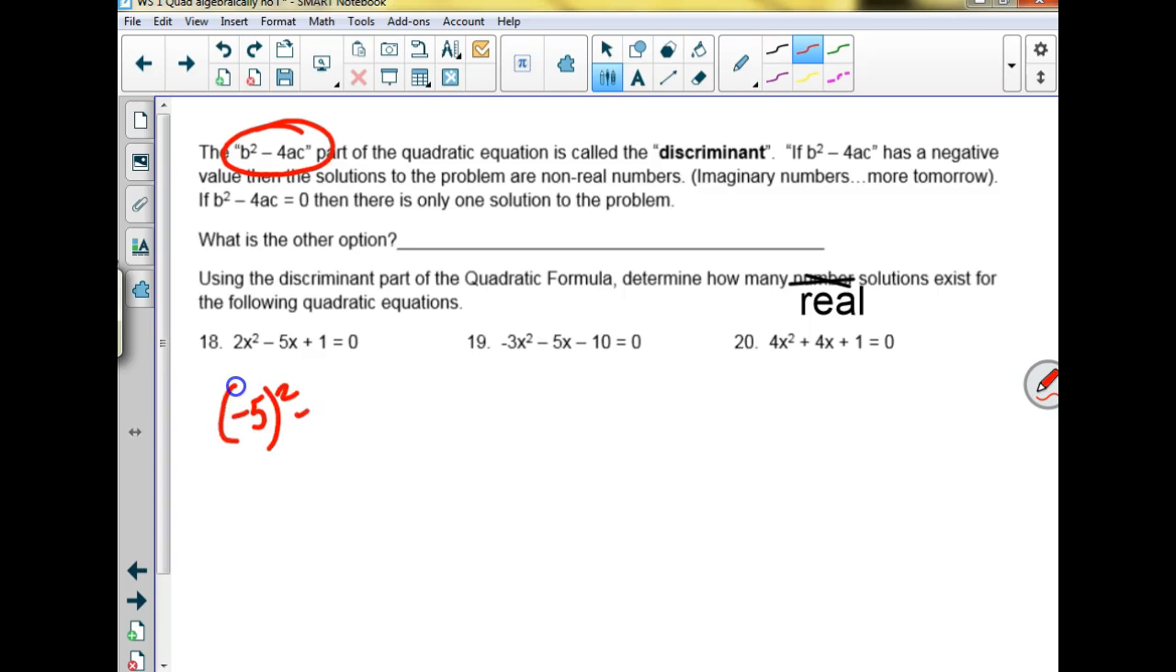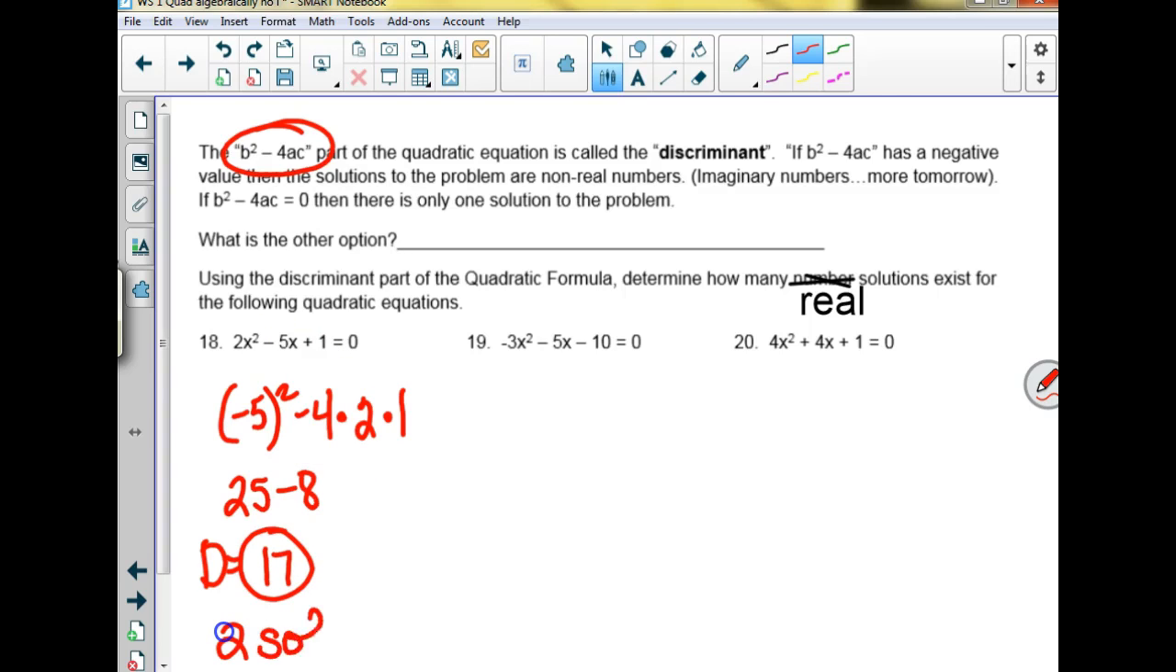Negative 5 squared minus 4 times A times C would give me 25 minus 8. Did I do that right? Is 17. So the discriminant is 17. So if I was doing this in quadratic formula, I would have the opposite of b, plus or minus the square root of 17. So I would get how many solutions? 2 solutions, because it's going to be plus or minus square root of 17.